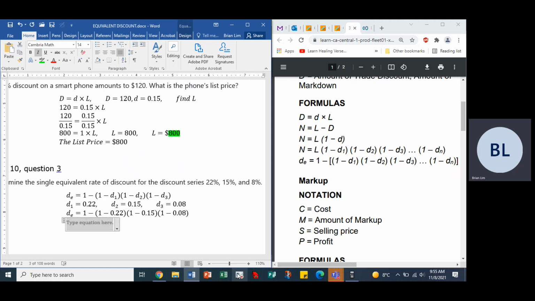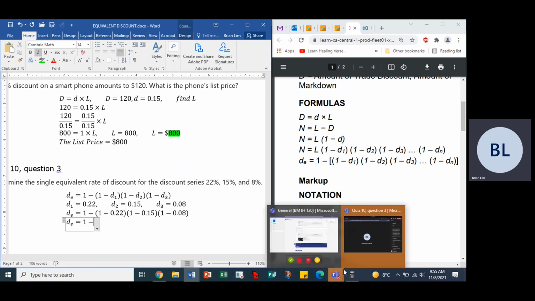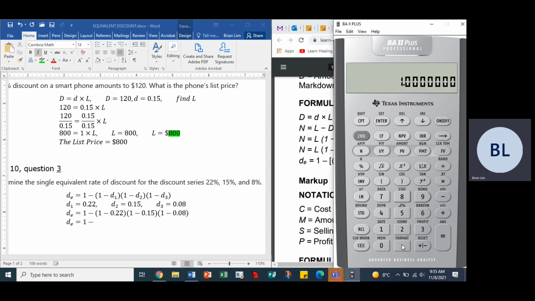So now we can get this formation. 1 minus 0.22 gives us 0.78. Let's put it in brackets, 0.78, or you could use multiplication signs. The next one, 1 minus 0.15 is equal to 0.85. And then the last one, 1 minus 0.08 is equal to 0.92.